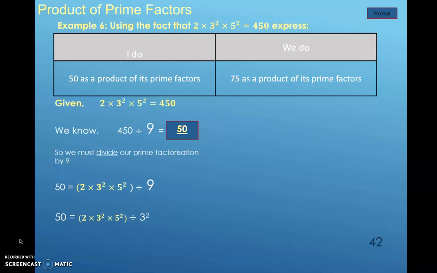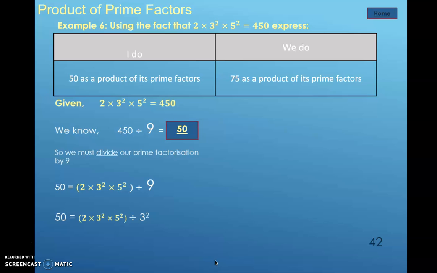Here we're trying to find the product of prime factors that are equal to 50. So we know that 450 divided by 9 gives us 50. So our prime factors, if we divide all of those by 9, then we will find out what the prime factorisation of 50 is. So I've put them in the brackets because the whole expression is divided by 9. 9 isn't prime, so we have to express it as its prime factors, which is 3 times 3, 3 squared.